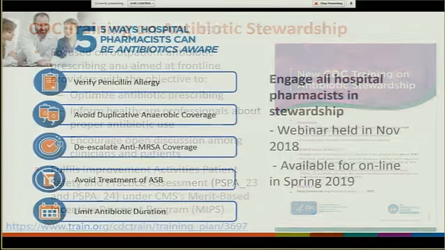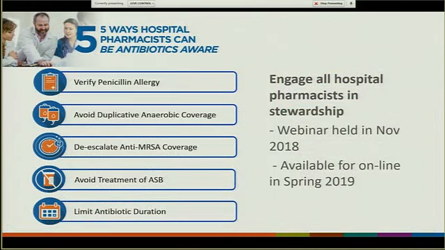Next slide. We held a webinar in November during Antibiotic Awareness Week that focused on engaging all hospital pharmacists in stewardship and identifying 5 ways or 5 scenarios that they can become more involved. And we will have this webinar available online in the spring of 2019. So keep a lookout for that.